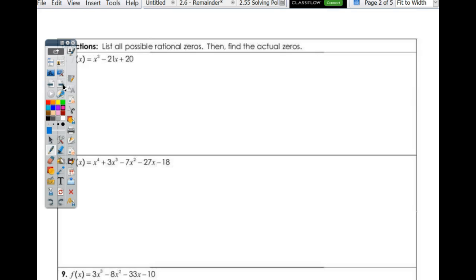So the first thing we're going to do is list the possibles. So if I do P divided by Q, what do I get for my possibles? I'm going to get all the factors of 20, correct? So go ahead and list those. There's several of them. Okay, so those are all of our possible zeros.